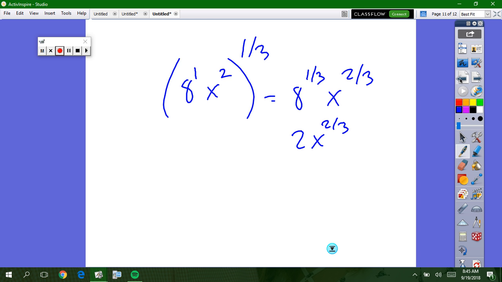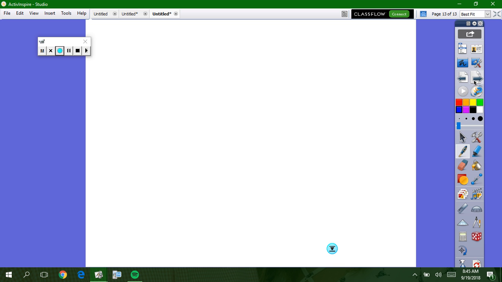The 2, what's the cube root? This says the cube root of 8. Cube root of 8 would be 2. You want me to break it down for you? Answer your question? Okay, cool. All right, here we go.